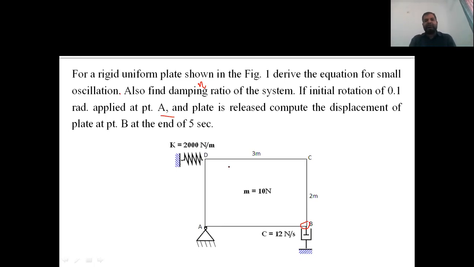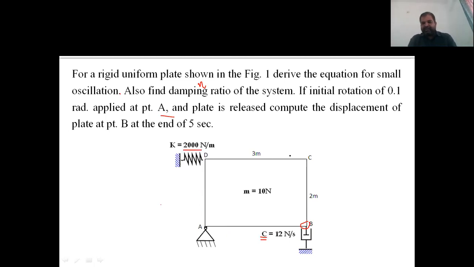Let us see how to solve this. This plate has been given, and on the point D side a spring has been attached to it, and on the lower side where point B is, a damper is also attached. The value of C is given, and the value of K is also given.